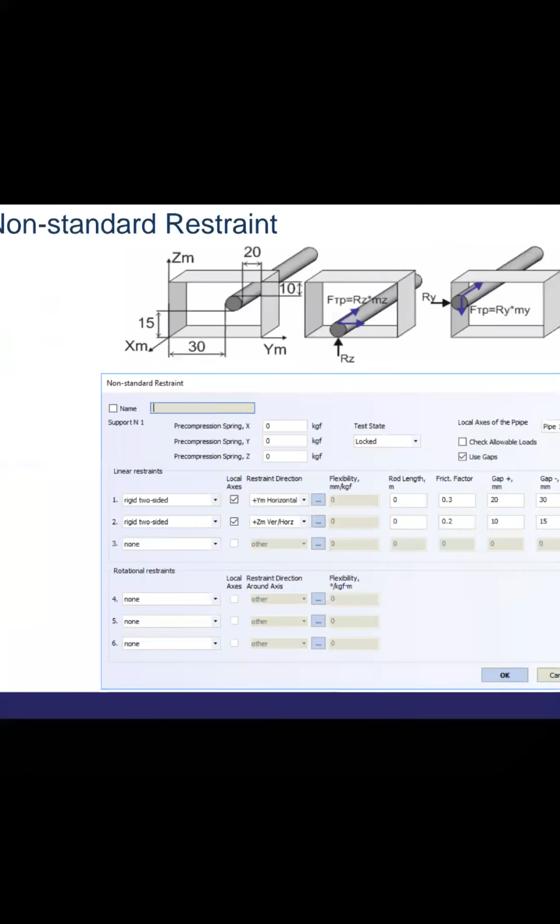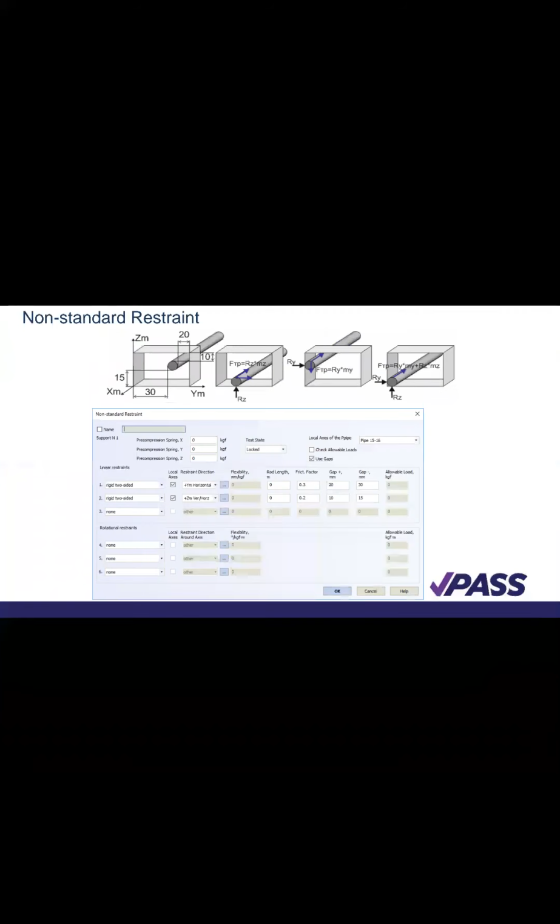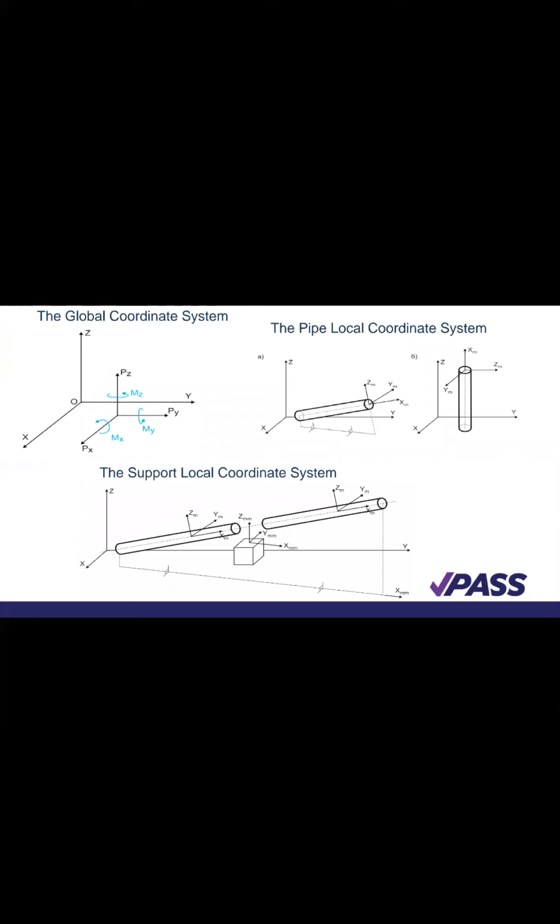Now the global coordinate system, just like we've talked about the Cartesian points before, has the X, Y, and Z axis in which your pipe is being modeled. This global coordinate system is the system that all your models look like. You have the pipe local coordinate system, and you also have the support local coordinate system. But mostly we use this global coordinate system in our representation.